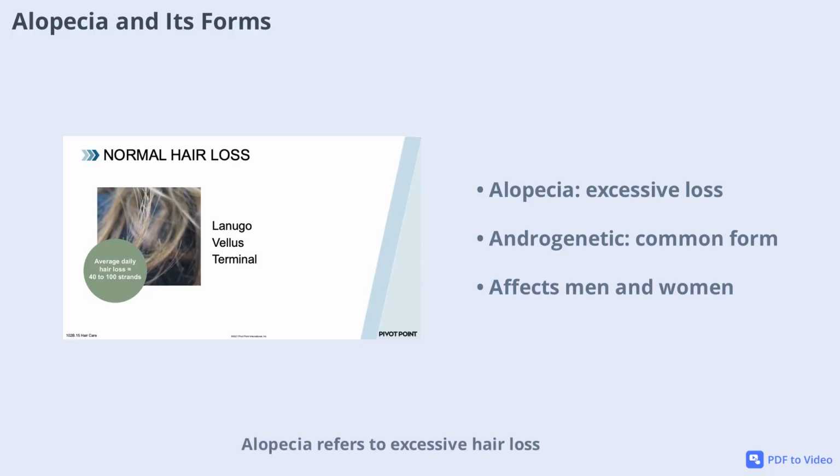Alopecia refers to excessive hair loss, which can be caused by infections or inflammatory diseases and affects both men and women. The most common form is androgenetic alopecia, characterized by progressive shrinking of scalp follicles. This leads to male pattern baldness or thinning in females. Understanding the different forms of alopecia helps you guide clients towards suitable treatments.